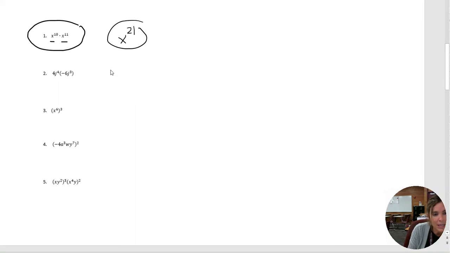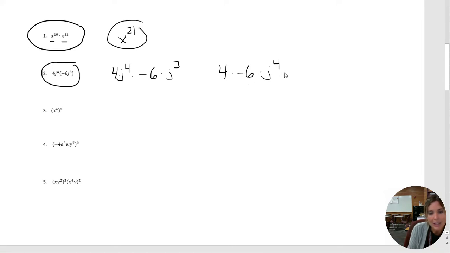For the next one, we have 4j to the fourth, and then that is being multiplied. So the 4 is being multiplied with the j to the fourth, and then that's being multiplied with a -6 that's being multiplied by a j to the third. This is just one big multiplication problem. So we can rearrange this so that we're multiplying in a different order. And I'm going to rearrange this so that the like bases are together.